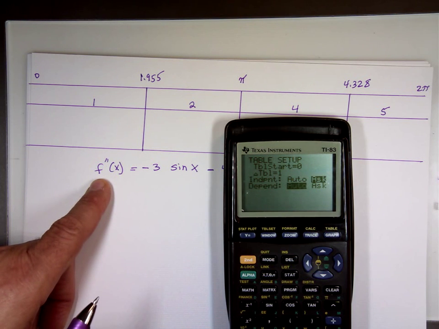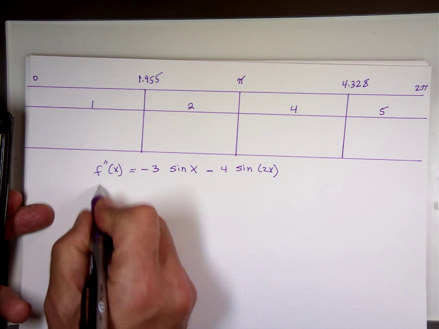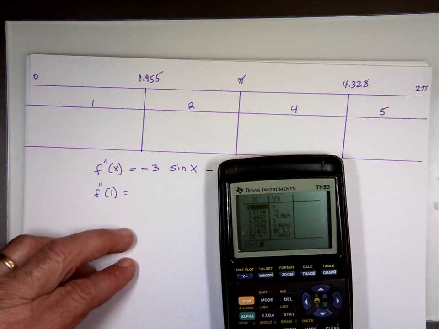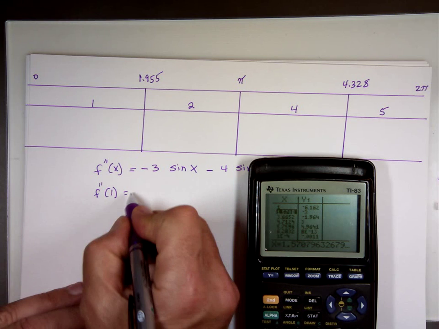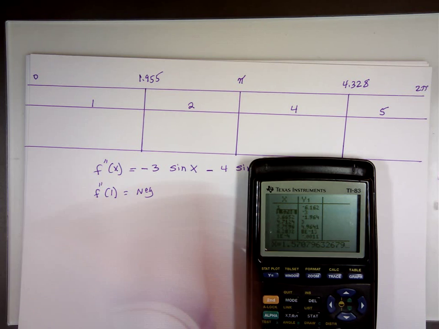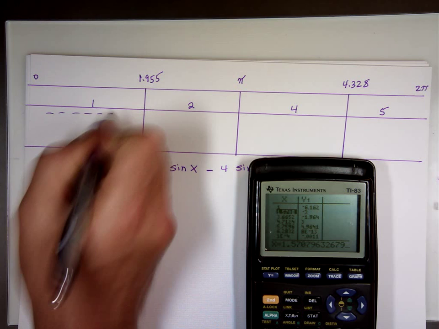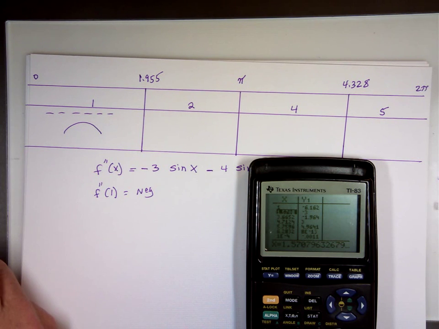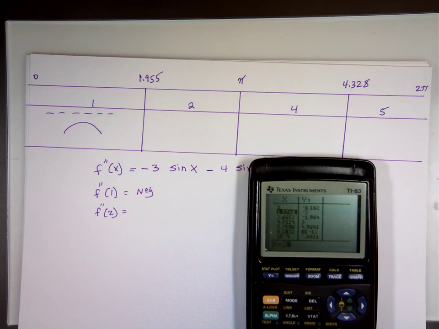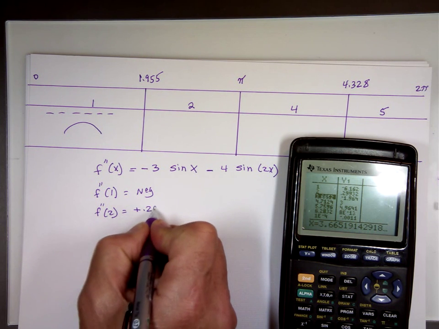Now let me go to the table, and let me find the derivative at 1. So I just put a 1 there for x, and it gives me the answer. It says negative 6.162. You can do it by hand slowly, but that's what you're going to have. Concave downward. What's the second derivative at 2? Positive 0.299. That's positive.